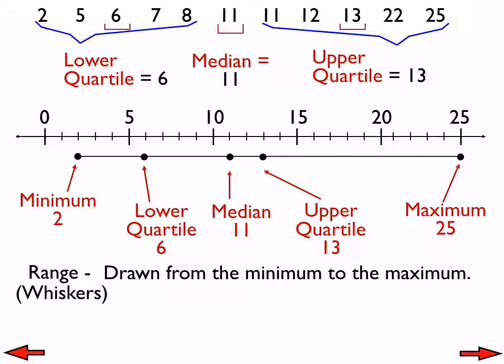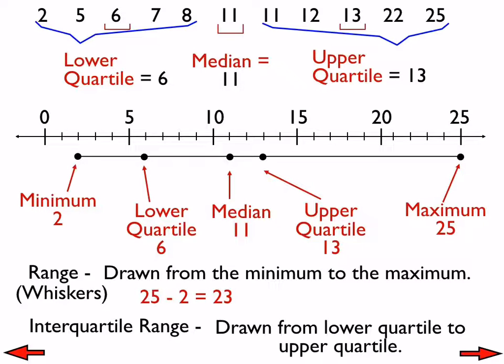Now I have to draw the box part. Well, for the box part, we basically just put a rectangle around that and put another little line right there. So this is a box plot or a box and whisker plot. Now, before I actually have you create one on your own, a couple of things here.